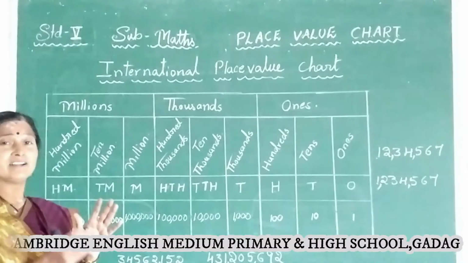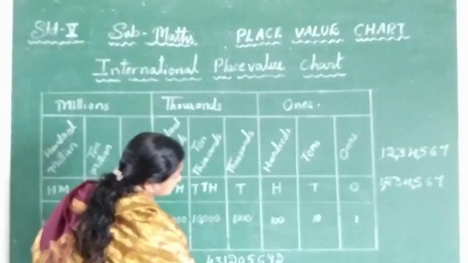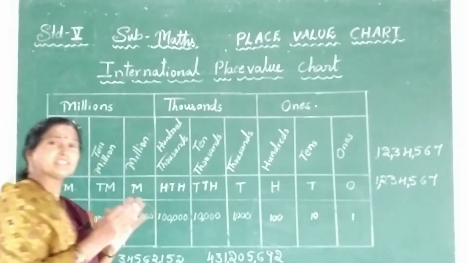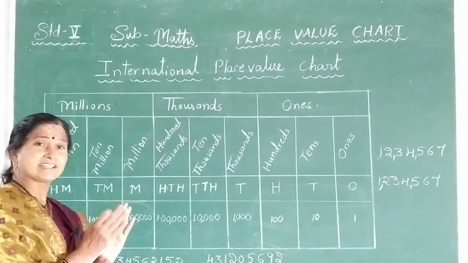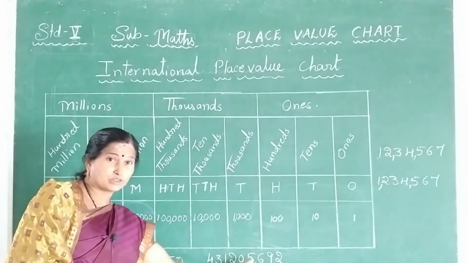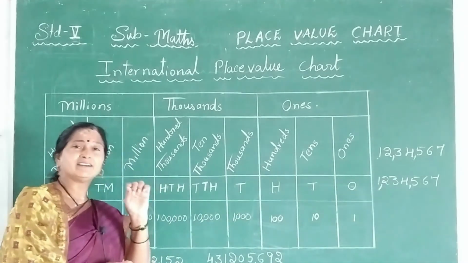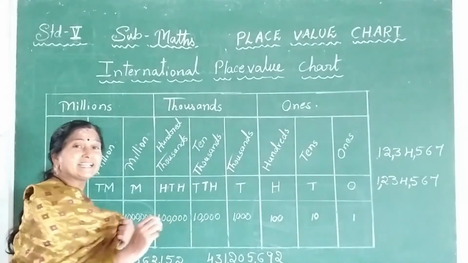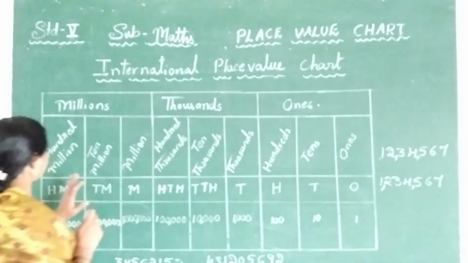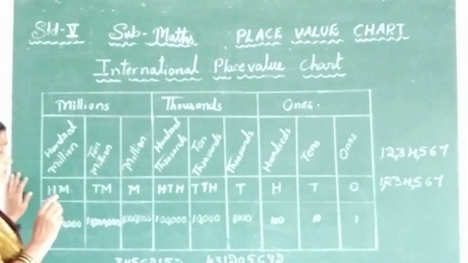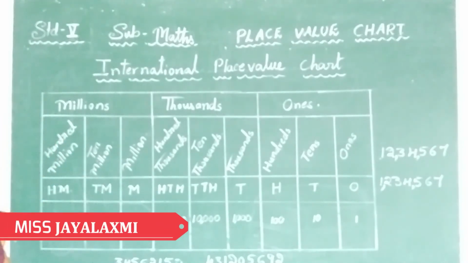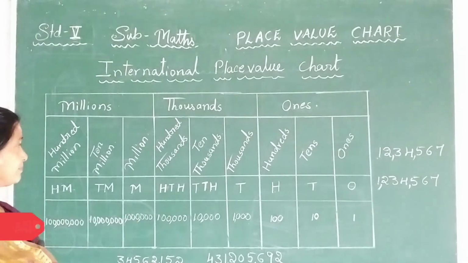See the difference between Indian system and international system. We are using the commas for ones group, both are same. After ones group, we use the commas according to Indian system for 2 digits. But in international system, after ones group, we are putting the commas for 3 digits. Understood how to write and how to read the numbers according to Indian system and international system.